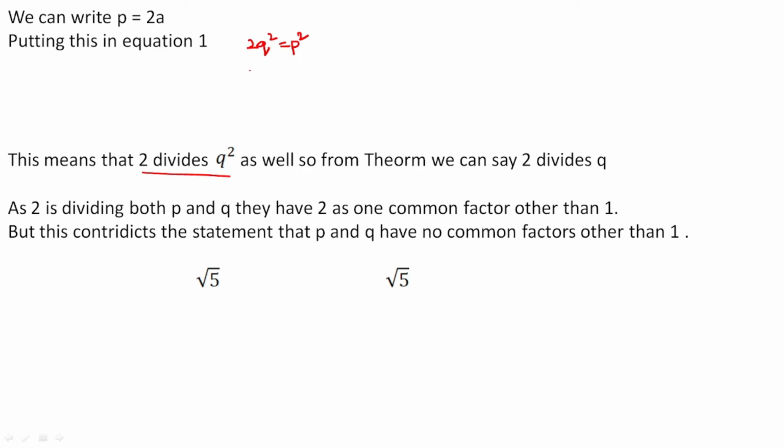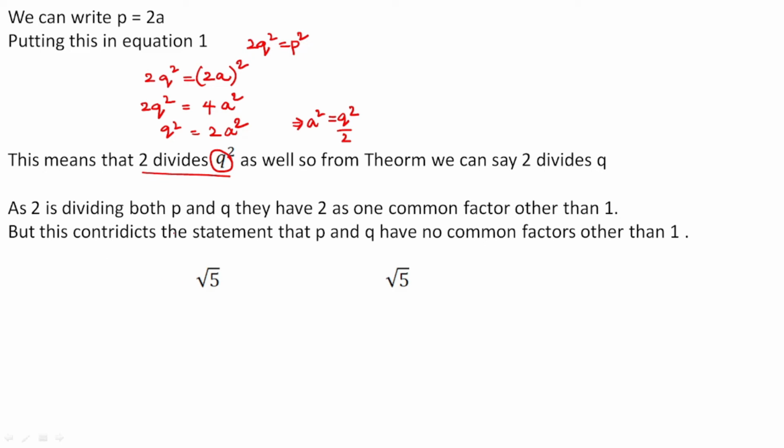Putting this in equation 1, we got that p equals 5a, so when we substitute p equals 5a, this becomes 5q square equals 25 a square. And now q square can be written as 5a square. So 5 is dividing q square, because when you transpose it, it becomes a square equals q square by 5. This means 5 is dividing q square. So from the theorem that we discussed before, if any number is dividing the square of something, the base will also be divided by the number. So 5 divides q as well.